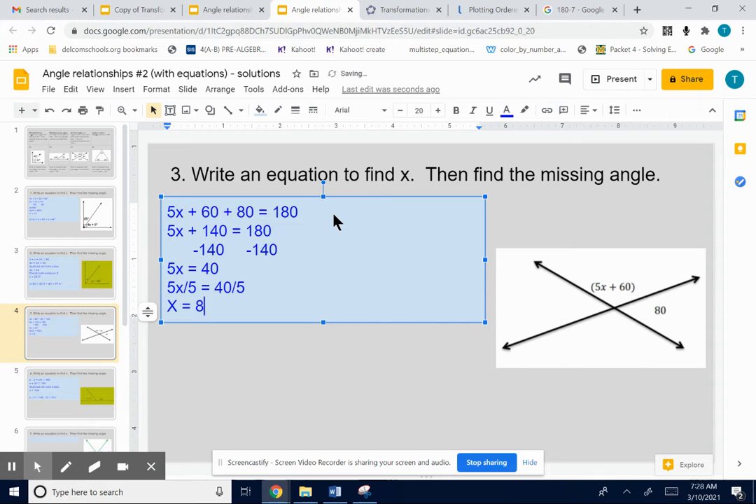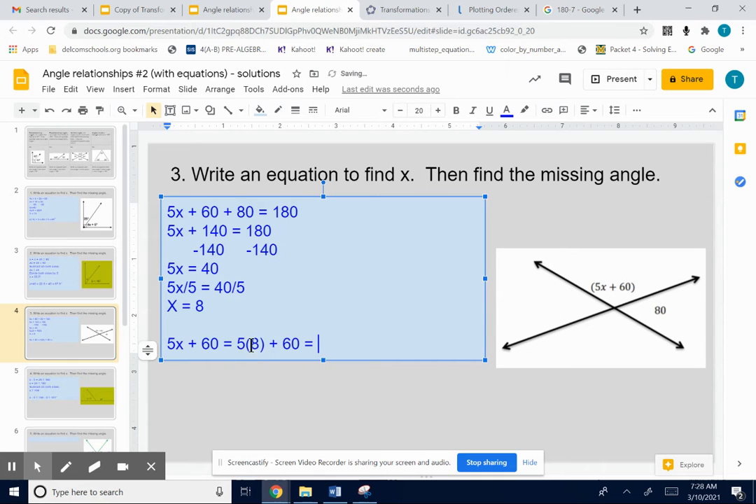Okay, x is equal to 8. Now I can find my missing angle, because I know x is 8. So I can go back and replace x with 8. So 5x plus 60 is equal to 5 times 8, plus 60.